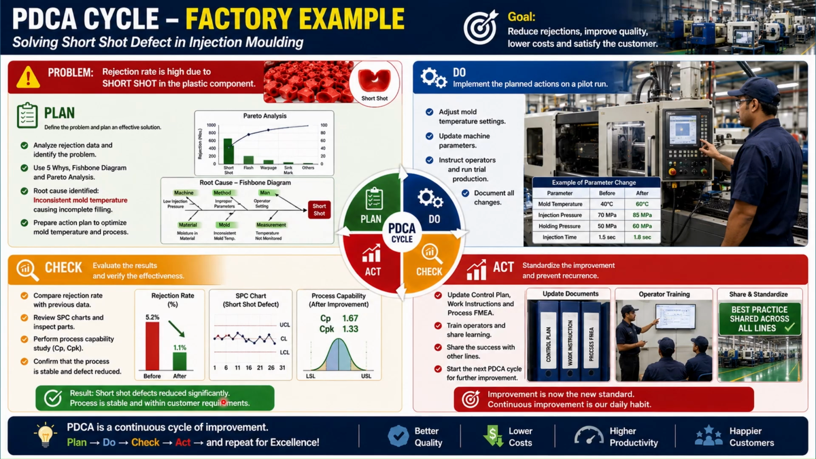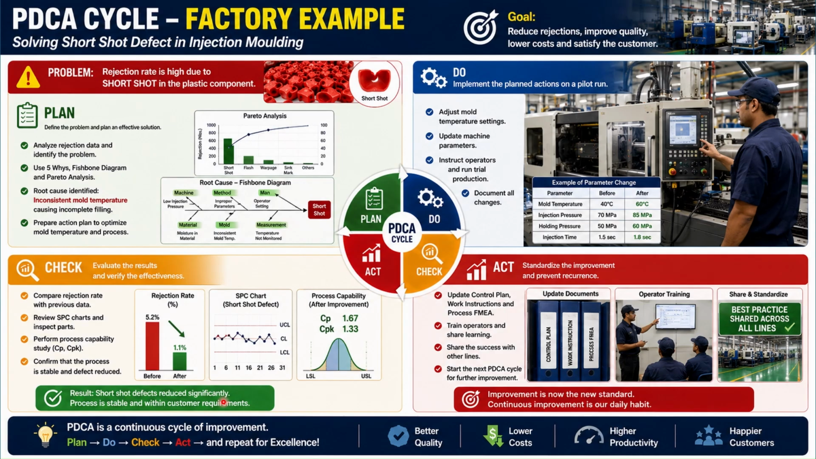During the check phase, the team evaluates the results. They compare the new rejection rate with previous production data. They also review SPC charts, inspect finished parts, and perform process capability studies to confirm that the process is stable. The results show that the short shot defects have decreased significantly, and the process is consistently meeting customer specifications.